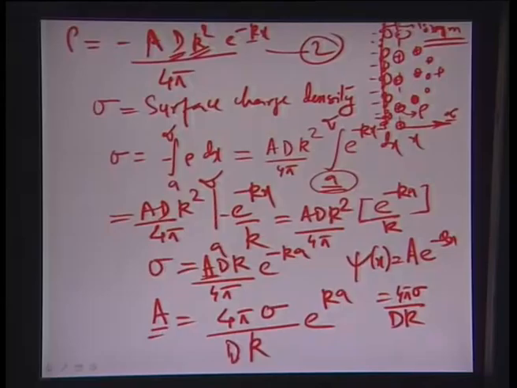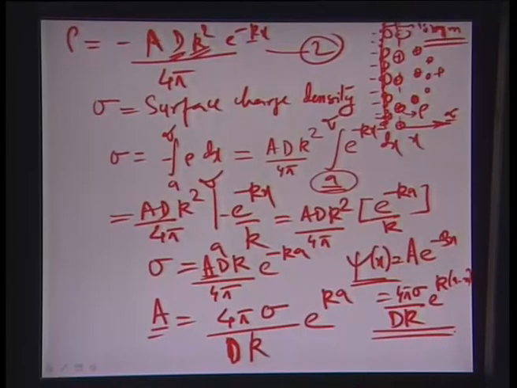D again is the dielectric constant of the medium in which the solution is present. So the solution normally is in an aqueous medium, and so the medium is water, and the dielectric constant would be the dielectric constant of water in CGS units. So, 4 pi sigma by D k e to the power of k a minus x. That is what the potential function phi of x would be.